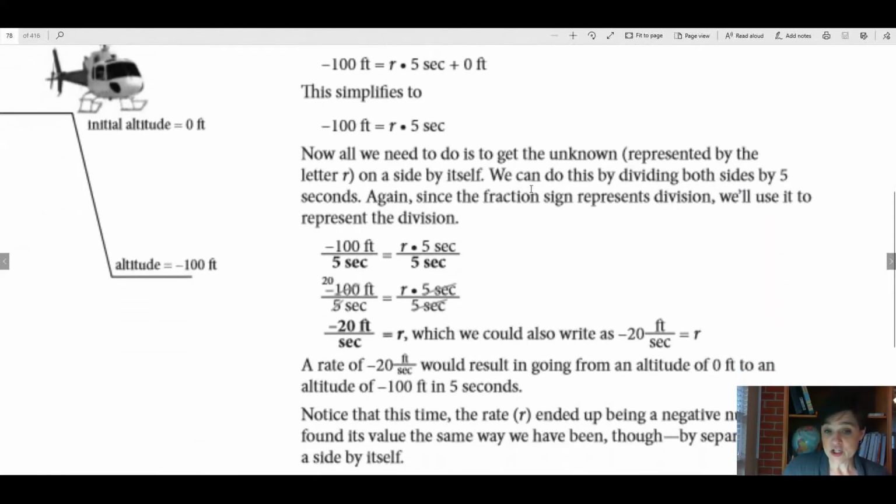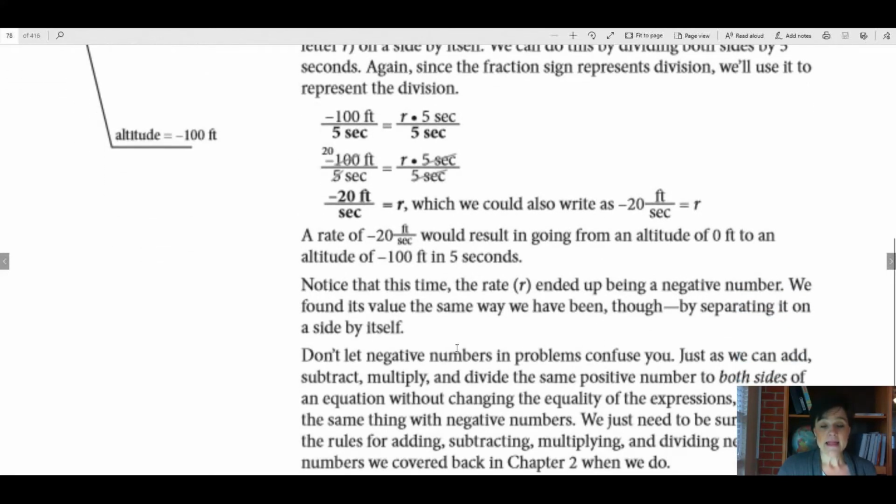Now all you need to do is to get the unknown by itself. You can do this by dividing both sides by 5, as you see that. Again, since the fraction sign represents division, you just use it to represent division. That's why we just do it this way. Now, you're left with negative 20 feet per second. So that this time the rate R ended up being a negative number. We found its value the same way we have been, though, by separating it on the side by itself.